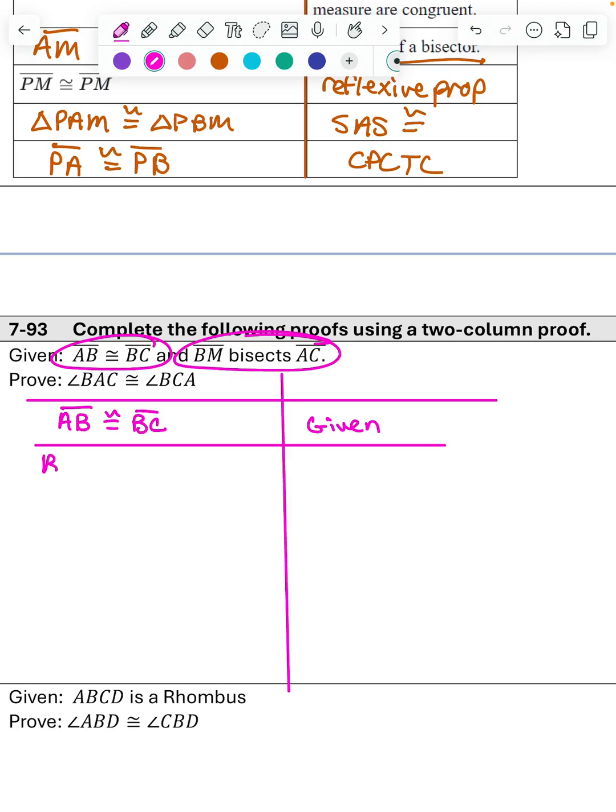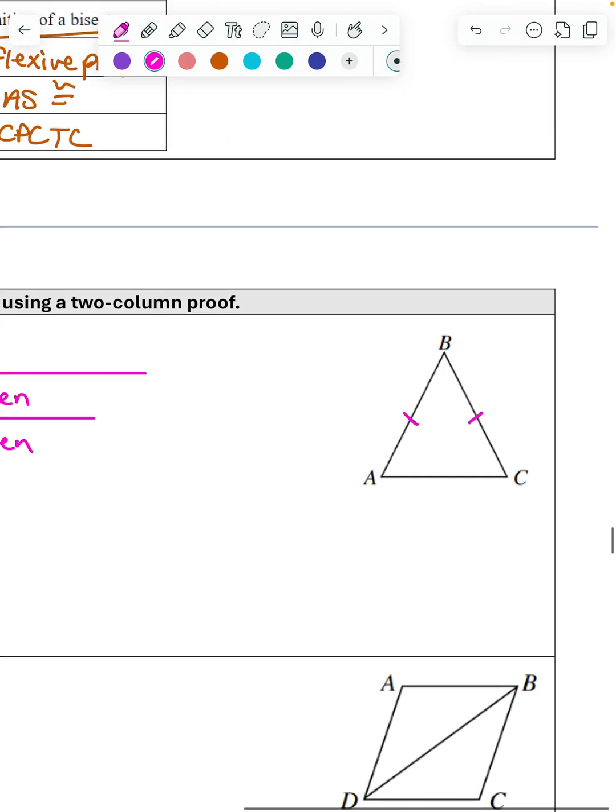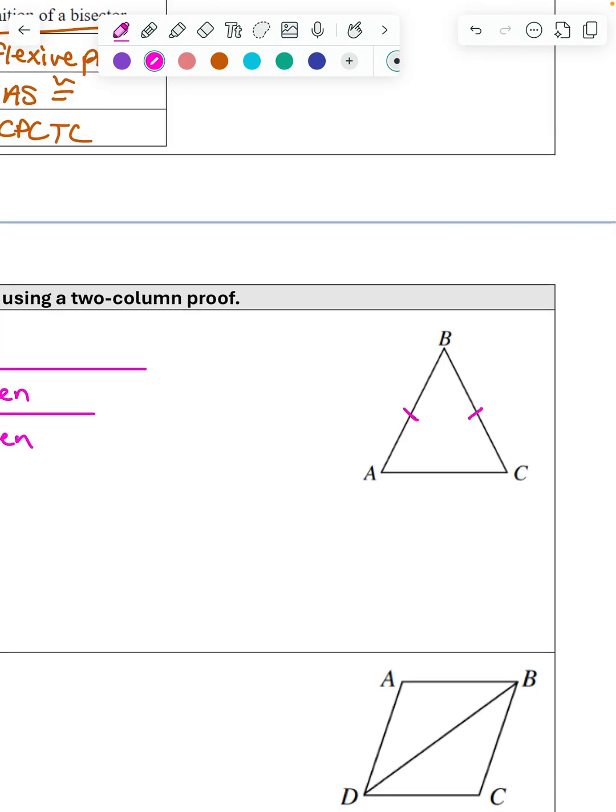Next, we have that BM bisects AC. That's been given to us as well. And, okay, where's the M? Well, this we have to draw in. We have a line BM that bisects AC. We've talked about bisecting. This means it creates two congruent parts. It gets chopped in half.